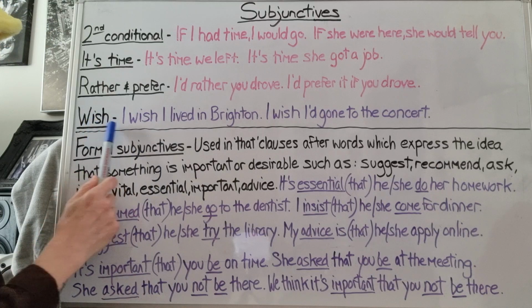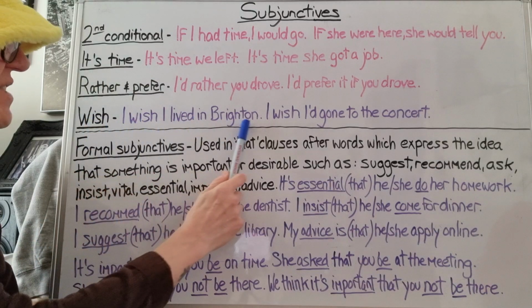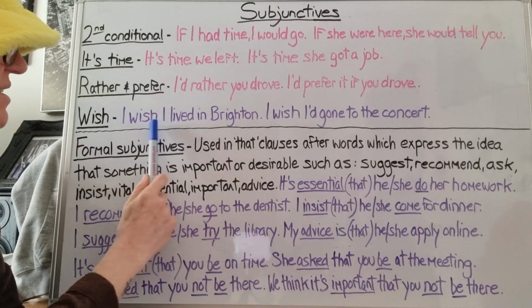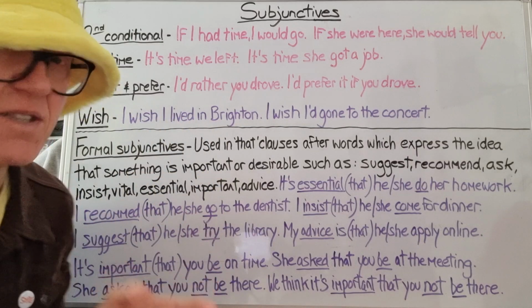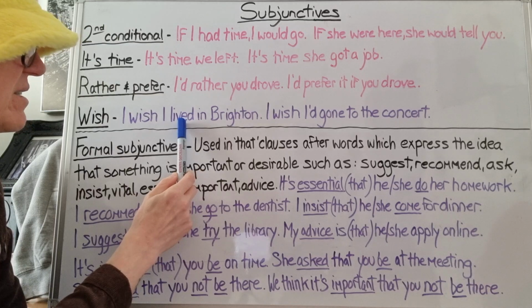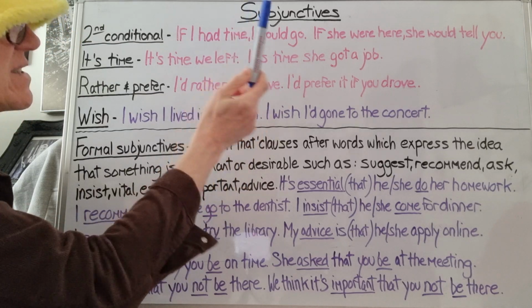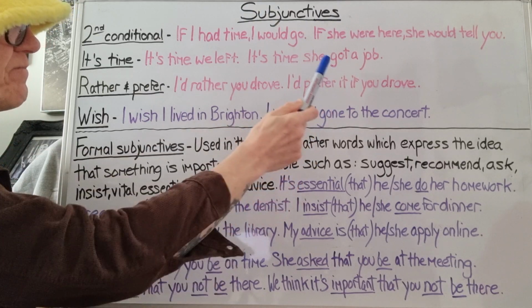We also use it for wish. I wish I lived in Brighton. True story. I wish I lived in Brighton. I'm talking about the present, but I'm using the past. Okay? Again, past, past, past, past. Okay?